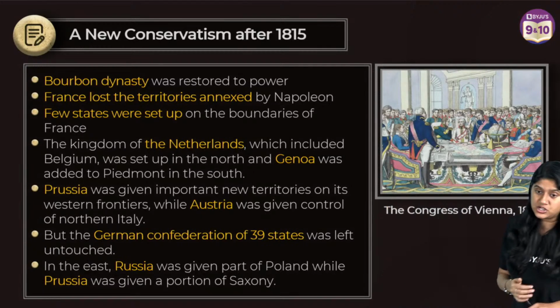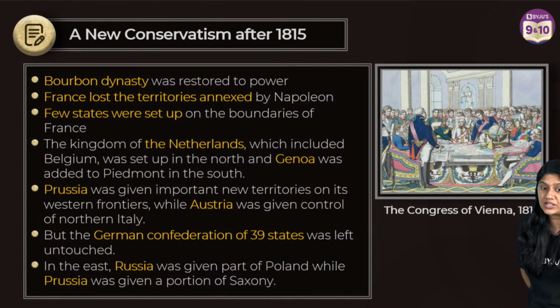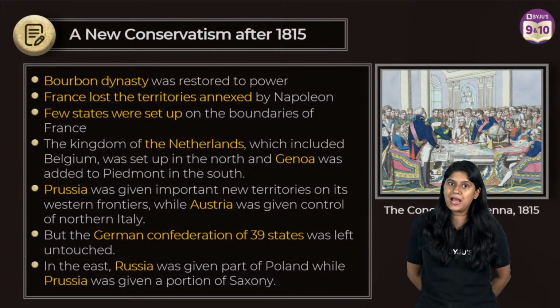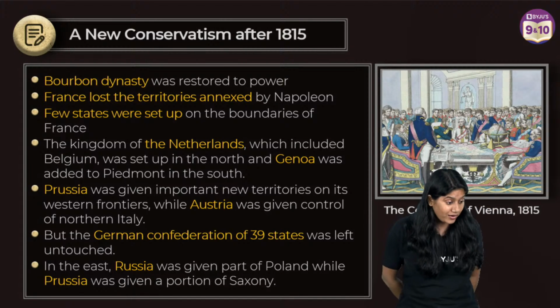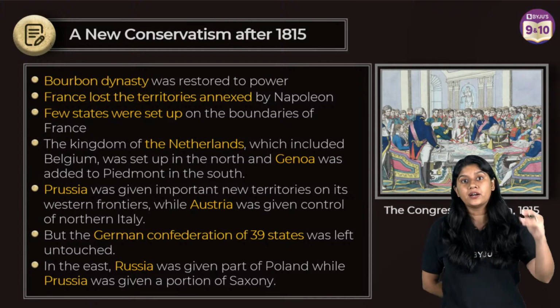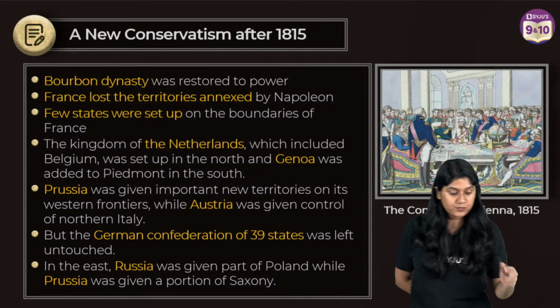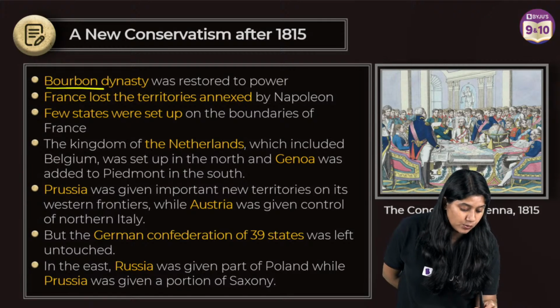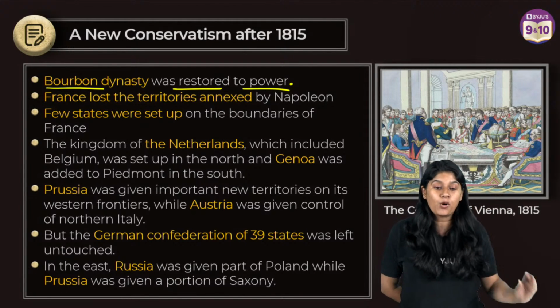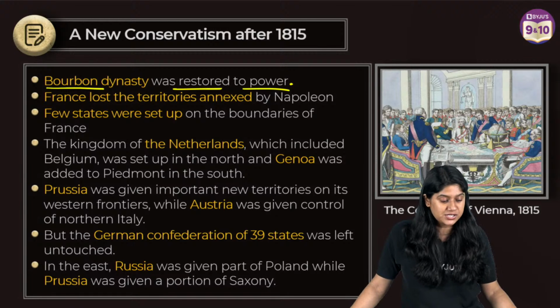Important thing, everyone, take a screenshot. So what was the intention of the conservatives? The conservatives said that we will be taking it all back. Whatever Napoleon did to give freedom to the people, they started putting restrictions on those things. Important thing, the Bourbon dynasty was restored. Of course, king rule was restored. The Bourbon dynasty was brought back into the system.